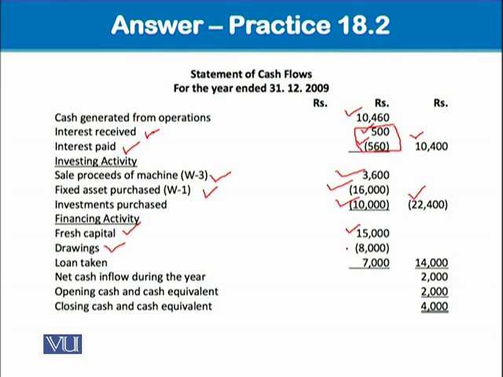Okay, so this is the information given there, and loan taken is 7,000. Well, total amount of cash flow from financing activity is 14,000. Net amount is 2,000. Add opening cash and cash equivalent, which is given in the balance sheet. Opening balance of cash is 2. We get closing balance of cash and cash equivalent.